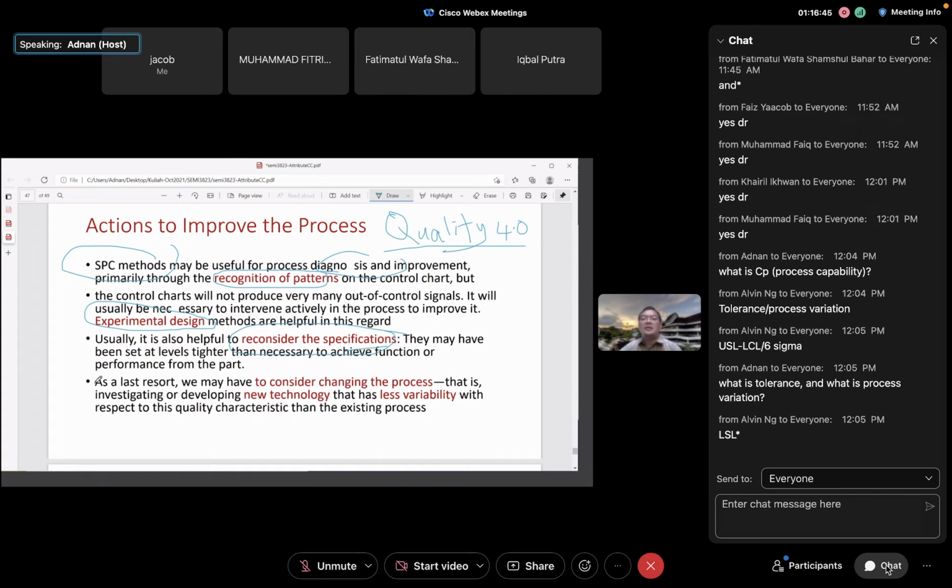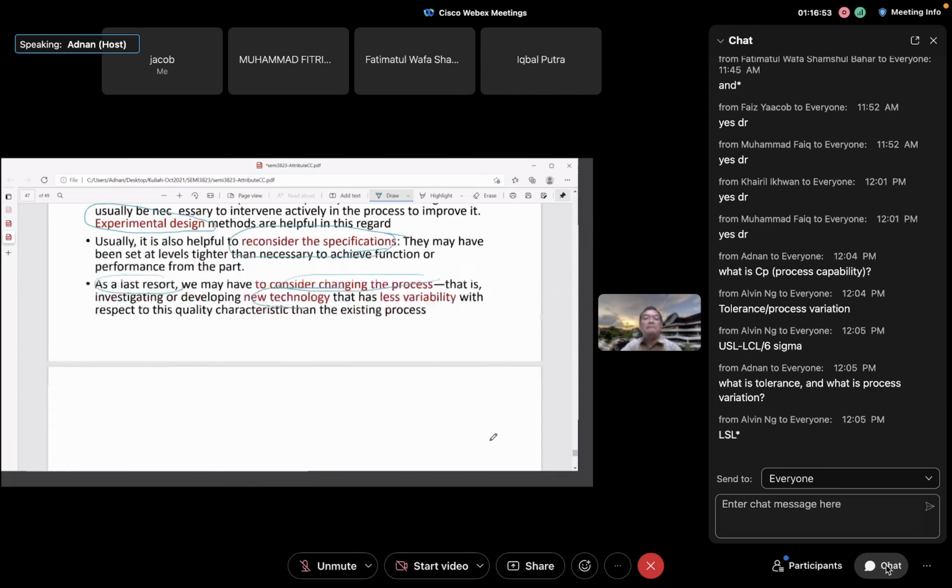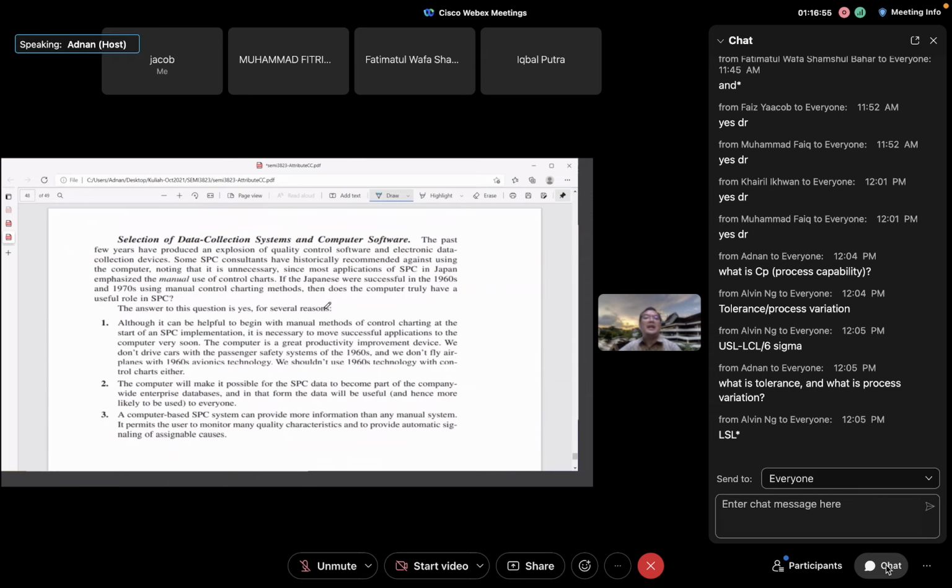And as a last resort, you need to consider changing the process, buy new technology and so on. These are some guides on how to select a data collection system and computer software. SPC traditionally used manual methods, especially in Japan, where they use it manually so that the workers can really appreciate and understand the process information being demonstrated by this SPC charting.